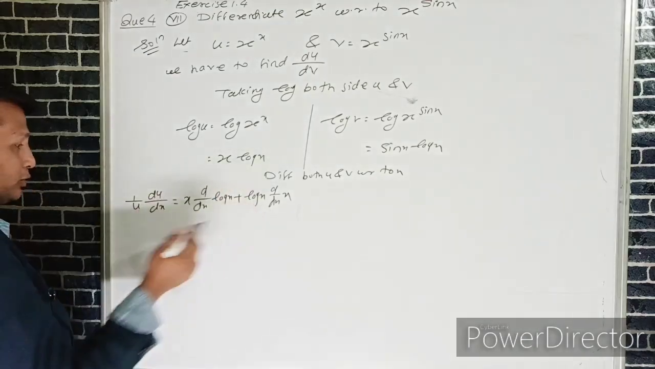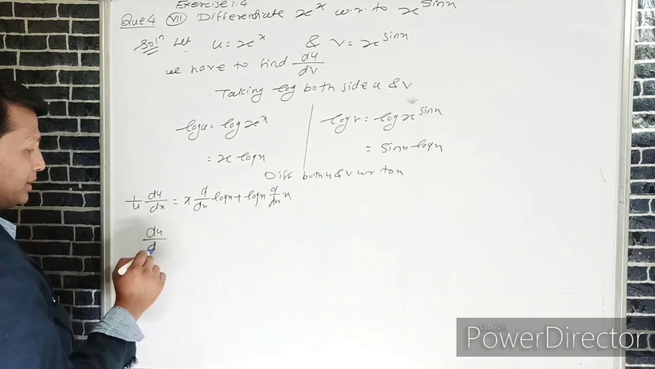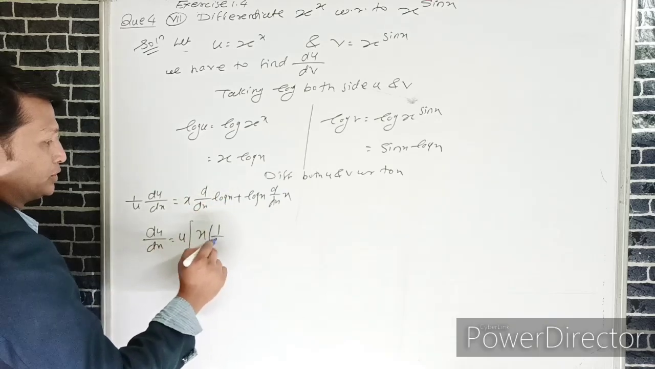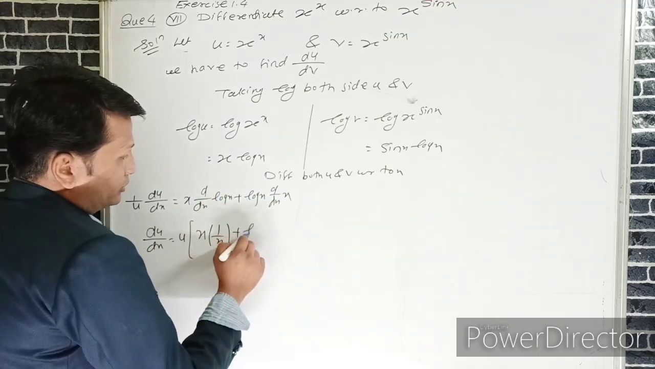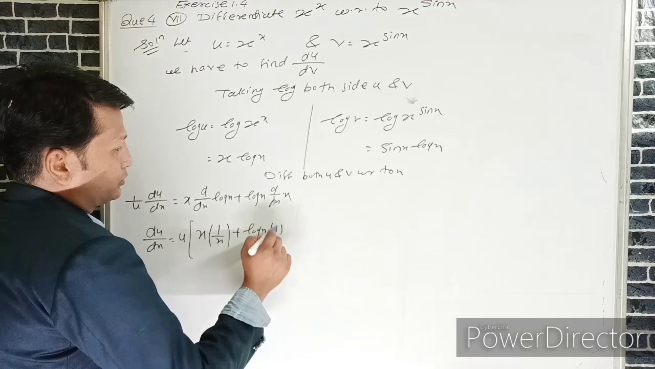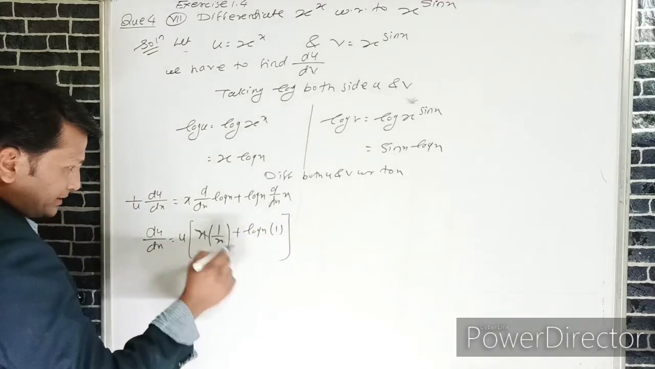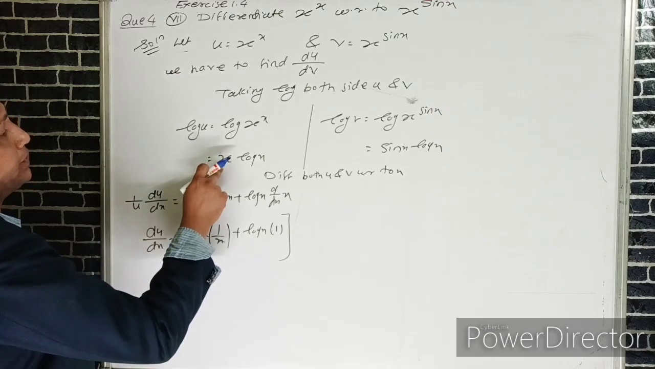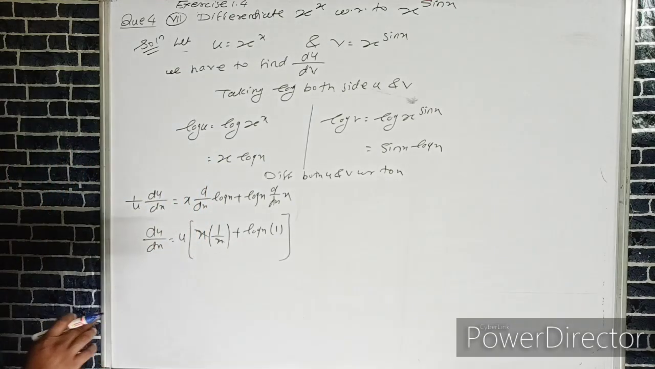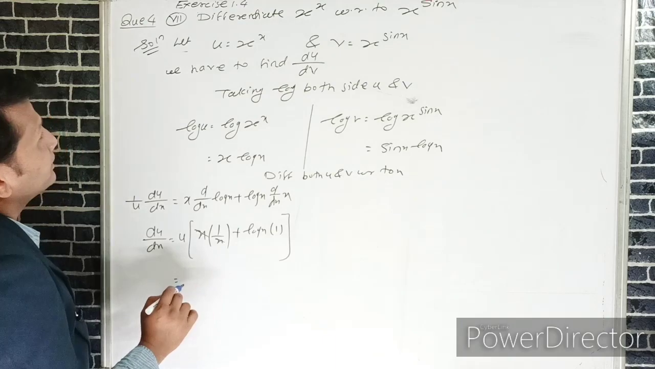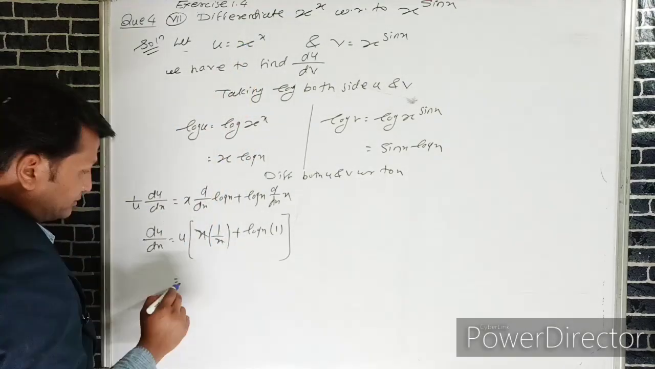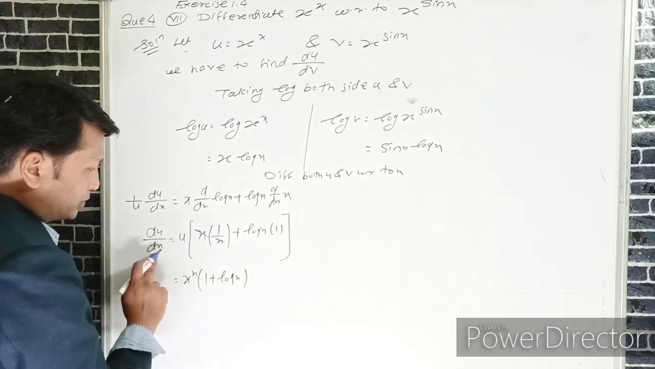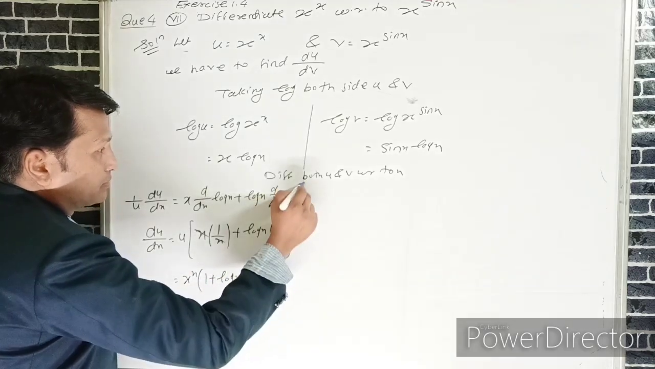If we shift this u to the right side, we can write du upon dx is equal to u into x into the derivative of log x, which is 1 by x, plus log x into the derivative of x, which is 1. Here x is cancelled. The value of u we can write is x raised to the power x, so we can write x raised to the power x into 1 plus log x, which is du by dx, number 1.